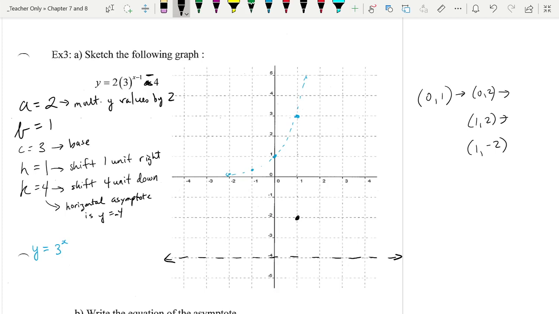We're at 1, -2. So if you're ever not sure, feel free to just take a point and go through all the steps one at a time. Here, let's do it for the next point. We start with the point 1, 3. What was the first step? Multiply y values by 2. Now we got 1, 6. But then shift 1 unit to the right. So now we got 2, 6. And then we can shift 4 units down, 2, 2. So this point up here is now here.